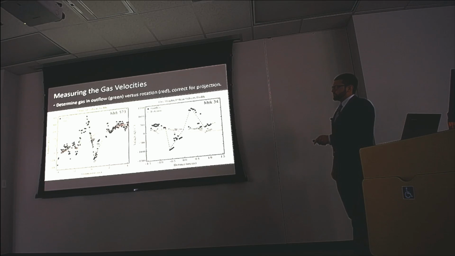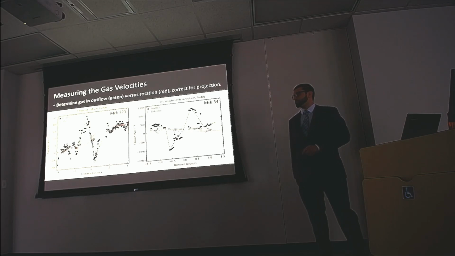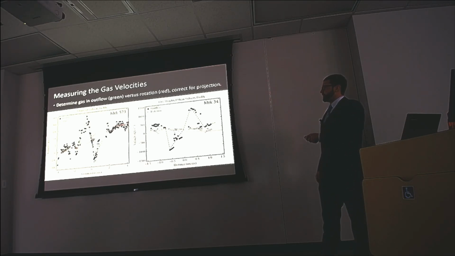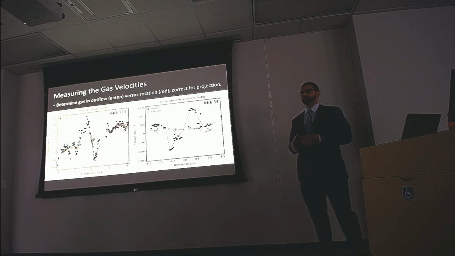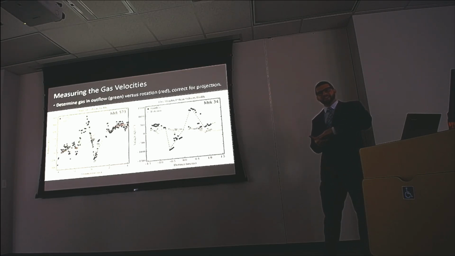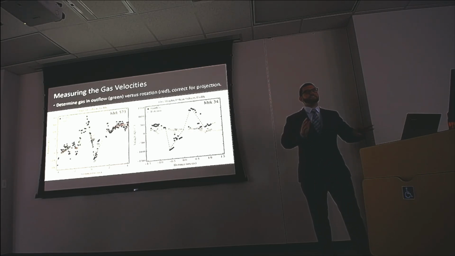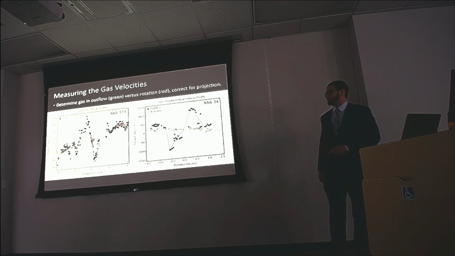Finally, in the case of Markarian 573, everything out to some distance is basically the outflow, and then it just transitions into rotation. Whereas in Markarian 34, we have both at each location, which is a little tricky to explain because we have gas that is just rotating around in the galaxy, as well as gas flying out at 2,000 kilometers a second, roughly at the same location. We have to be able to explain all that.